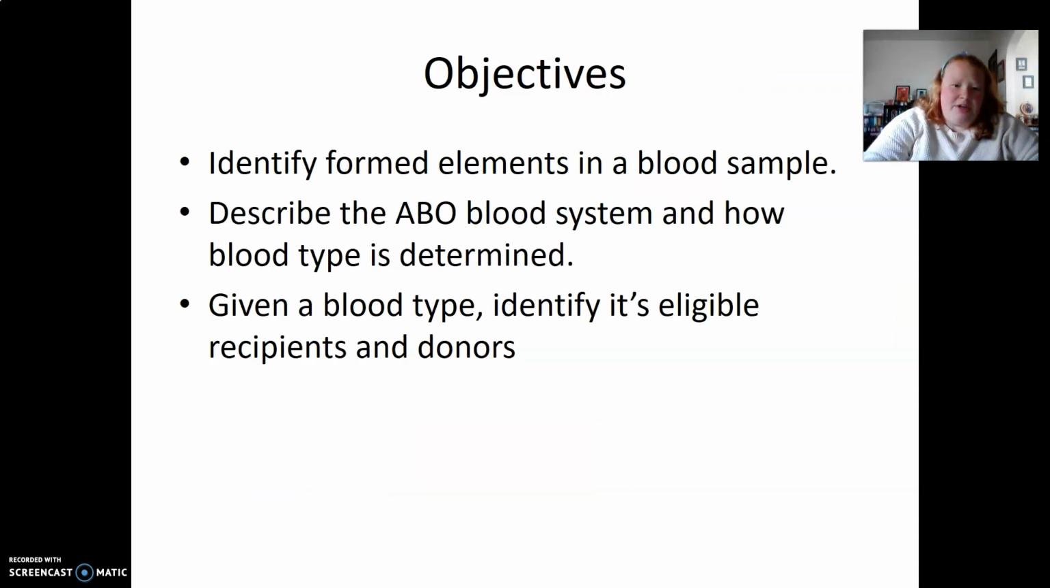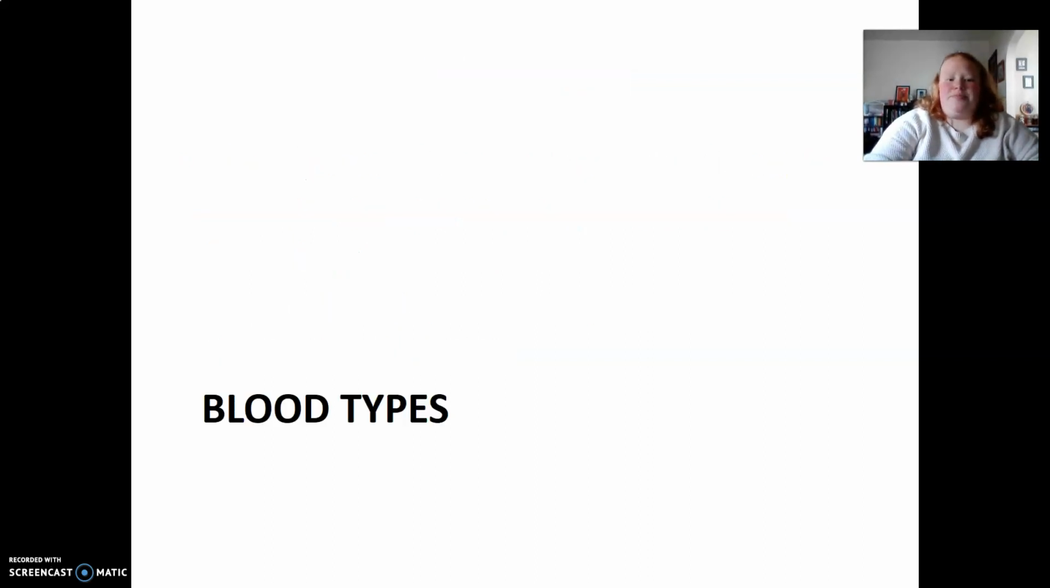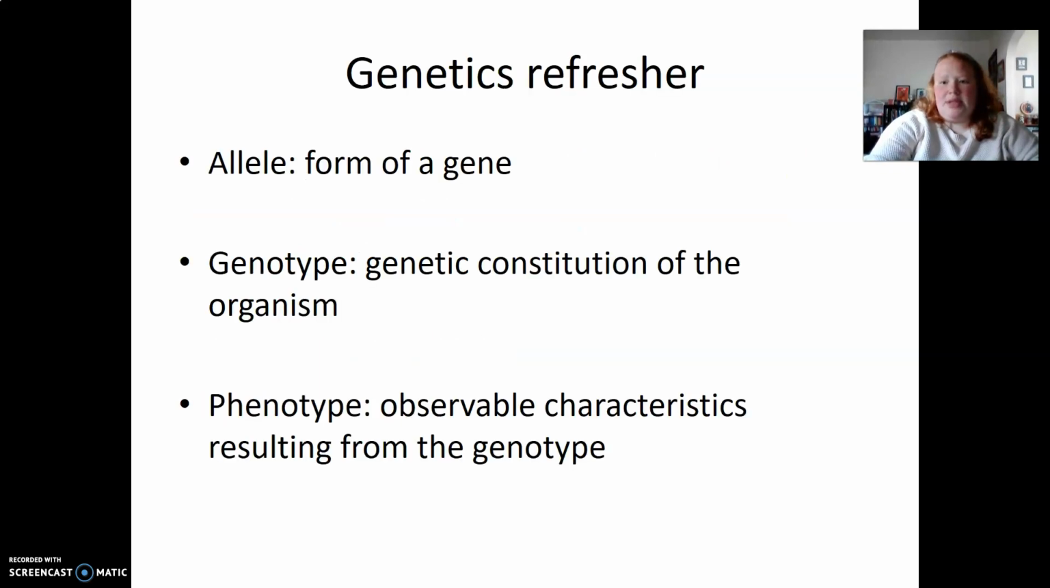So today, before you leave here, you are going to be able to identify formed elements in a blood sample, describe the ABO blood system and how blood type is determined, and given a blood type, identify its eligible recipients and donors. So starting with blood types.